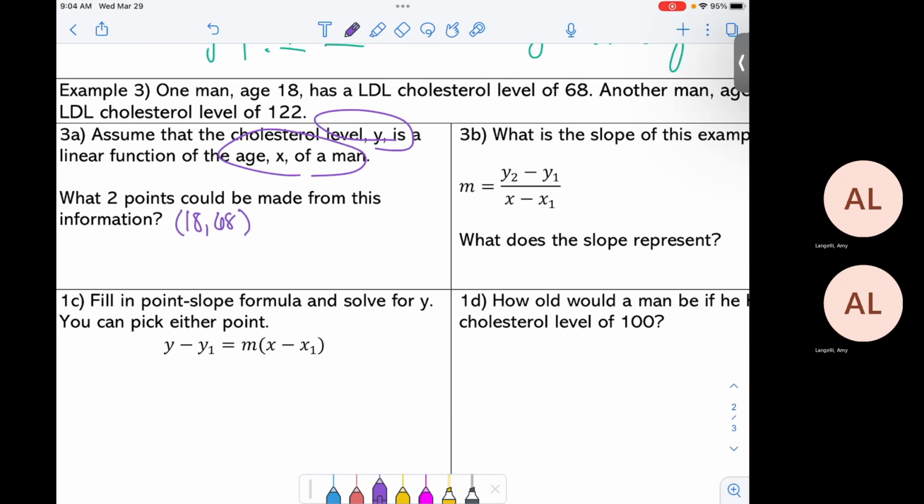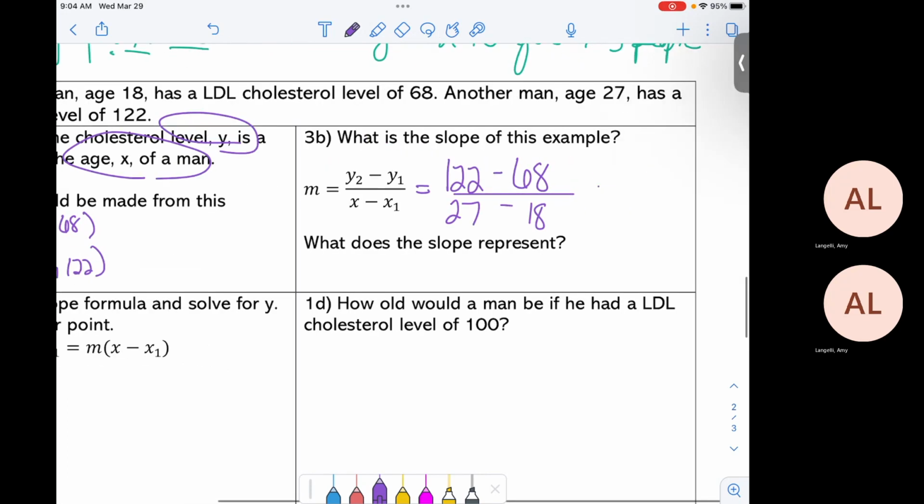18, 68. Good. And? All right. Now, you ready? Same thing, right? What are we going to do on the top? 122. Yep. Put your Y's. 122 and 68. And on the bottom? 27 and 18. Good.